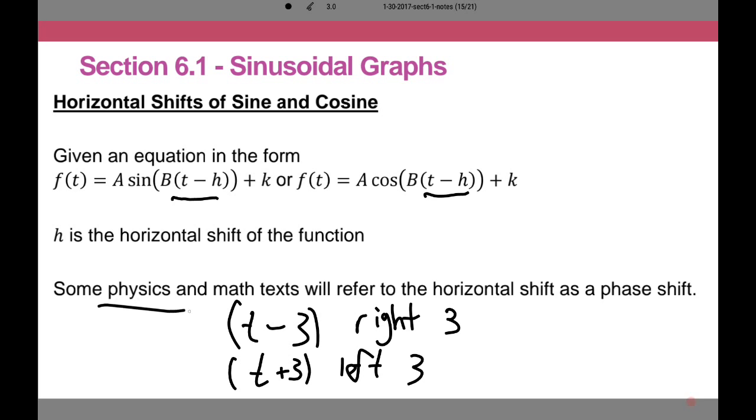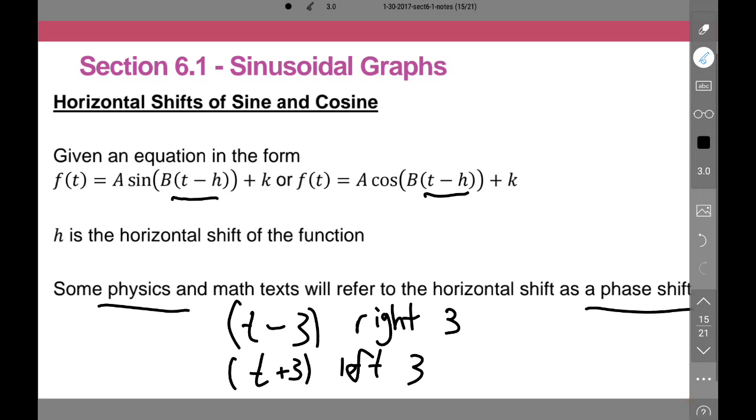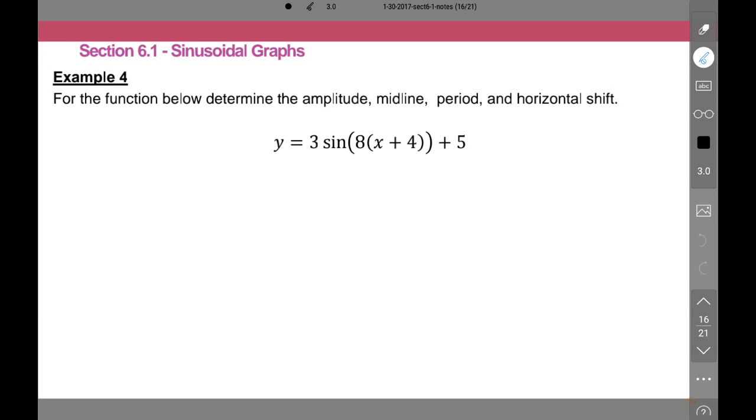Some physics and math textbooks will call the horizontal shift a phase shift. I believe using just the horizontal shift like we're doing will be easier for you to see what happens on each of the graphs and everything. So again, in this example, we've got a function, we're asked to find the amplitude, the midline, the period, and the horizontal shift. So most of these are right here.